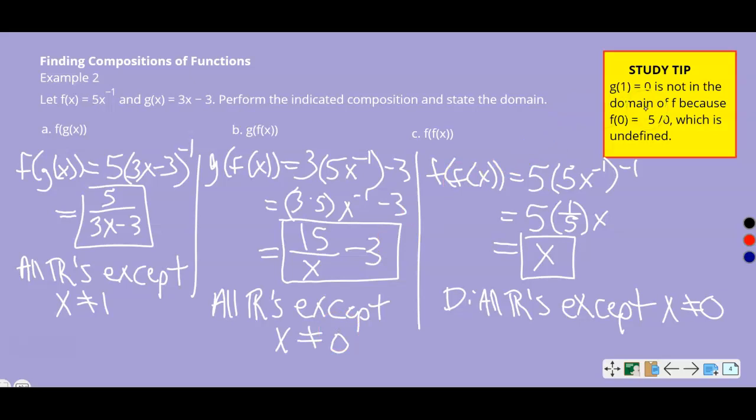All right, there's also another study tip here. g of 1 equals 0 is not in the domain of f because f of 0 equals 5 divided by 0, which is undefined. Okay, so that's basically talking about this right here. One of these functions, I don't know which ones it goes with, but anyways, it's talking about you not being able to divide by 0. So anytime you have a variable in the denominator, you have to state the restriction for what would make that 0. Whatever would make that 0, that would be the exception in the domain. That would create the restriction.